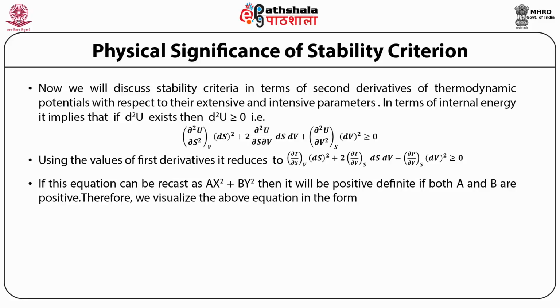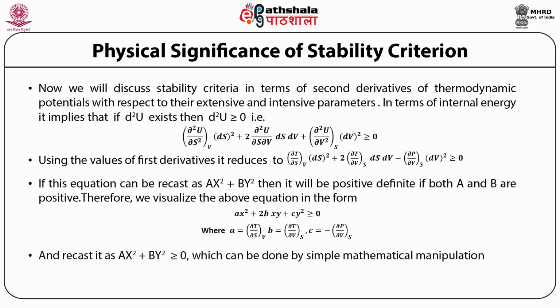Therefore, we visualize the above equation in the form ax square plus 2bxy plus cy square greater than or equal to 0, where a is equal to delta T by delta S at constant volume, b is equal to delta T by delta V at constant entropy, c is equal to minus delta P by delta V at constant entropy, and recast it as ax square plus by square greater than or equal to 0, which can be done by simple mathematical manipulation as the following inequality: a times x plus b upon a y whole square plus c minus b square by a y square greater than or equal to 0.